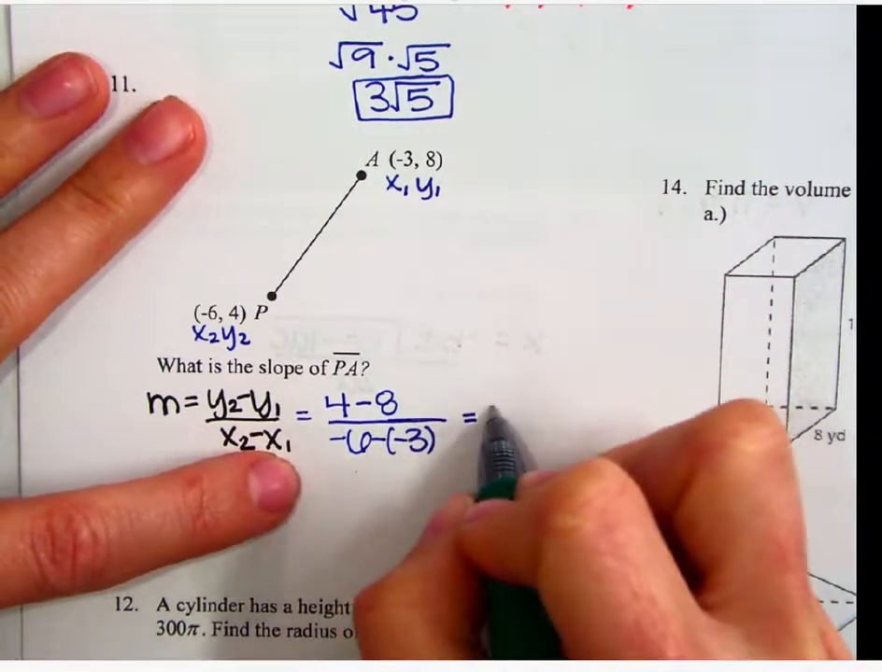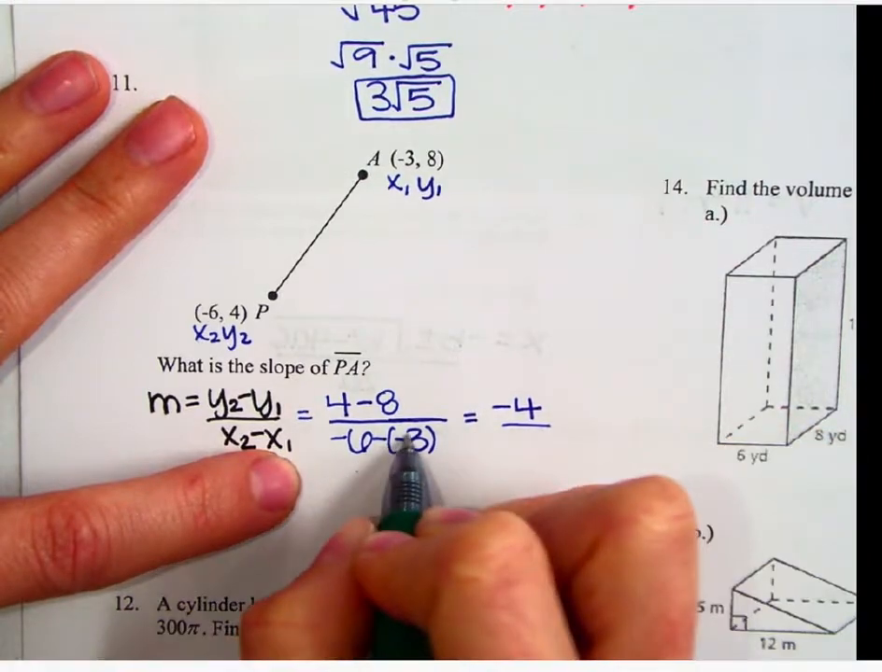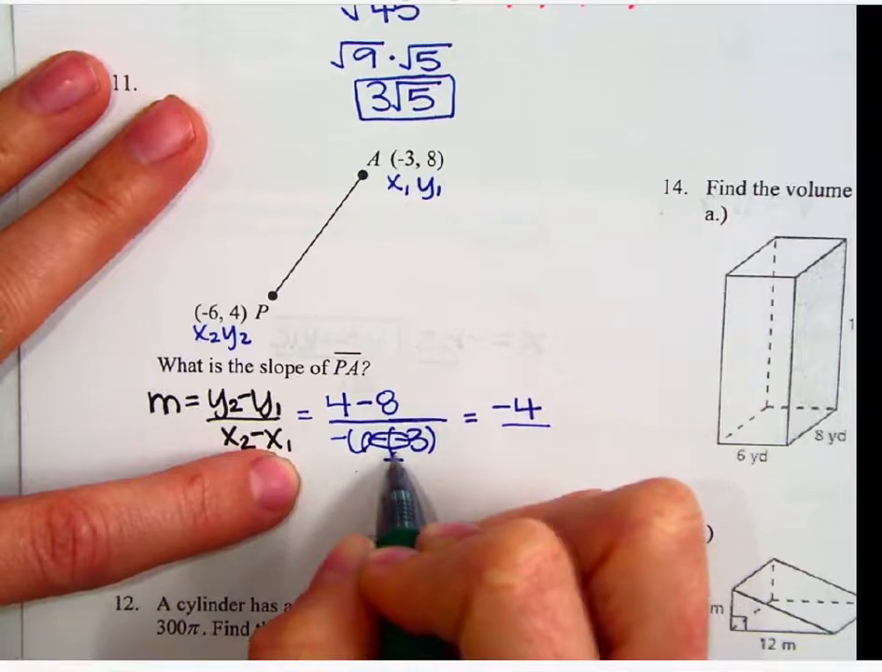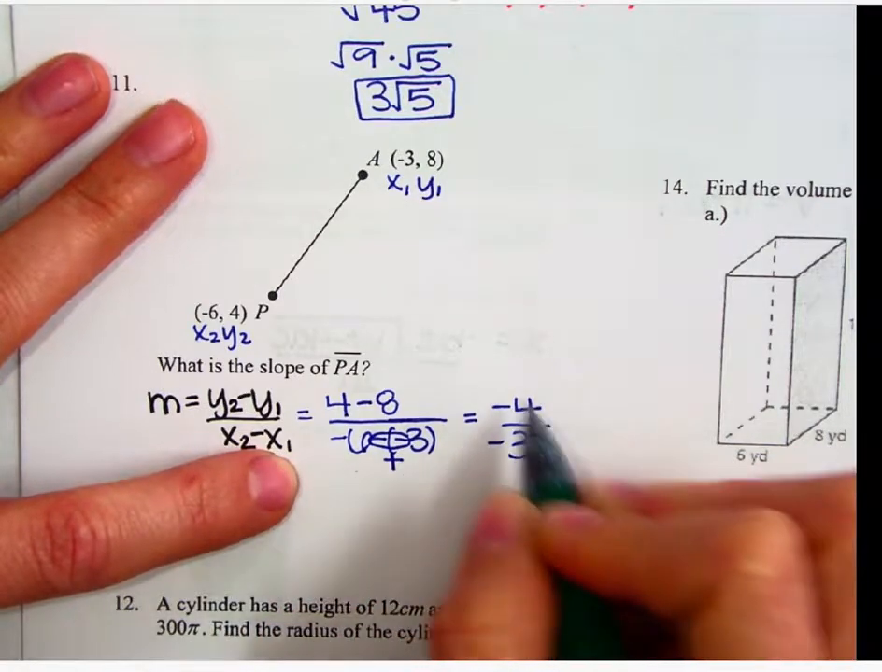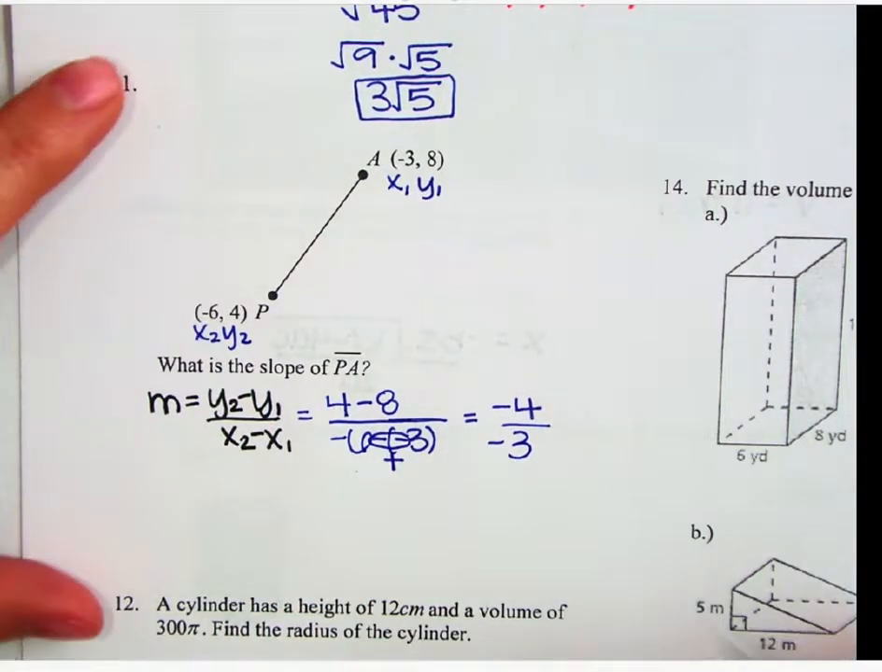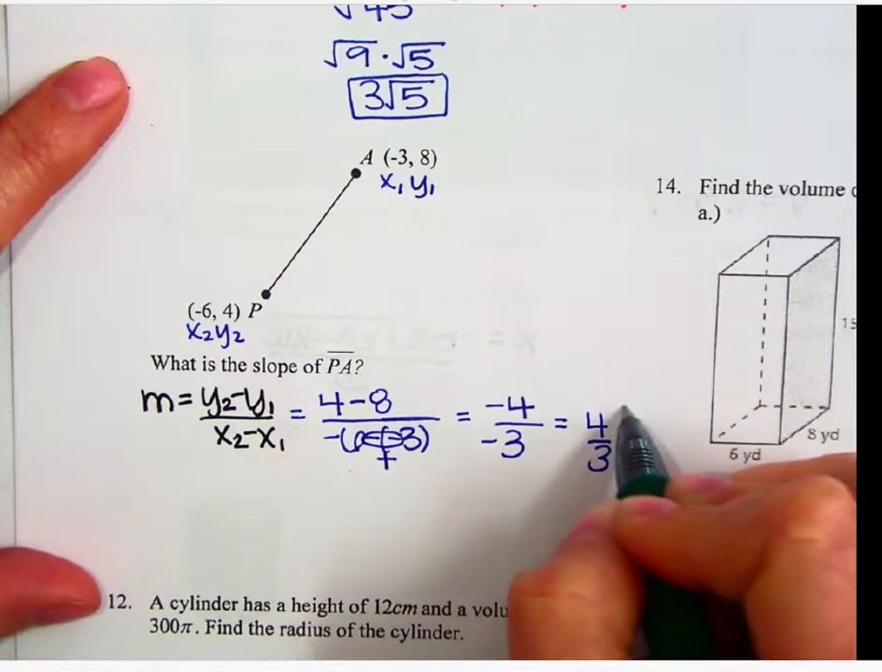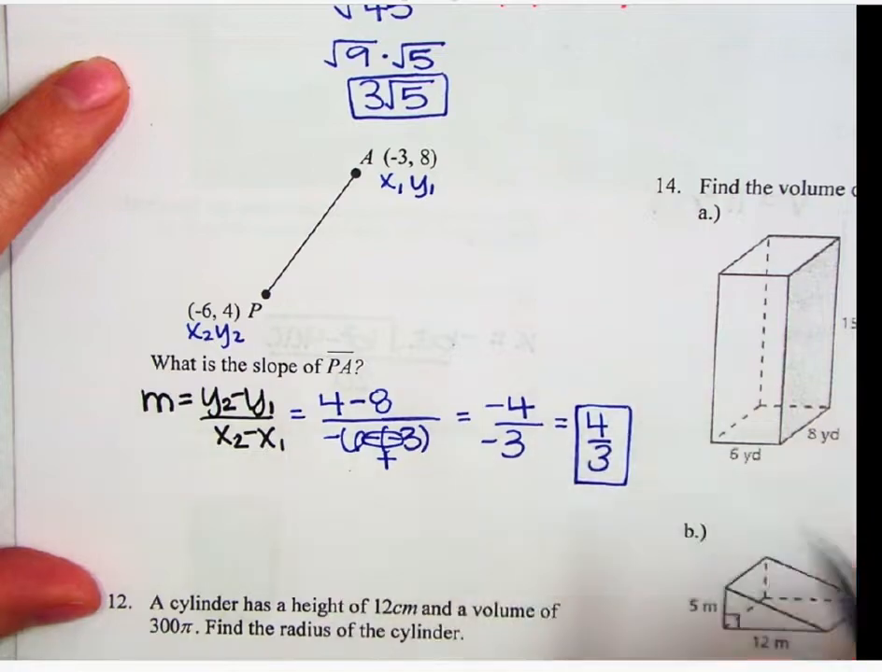4 minus 8 is -4. Here, this double negative, minus a negative, becomes a positive, so -6 plus 3 is -3. We do not leave our answer like this. We know that a negative divided by a negative is positive 4/3 for my slope.